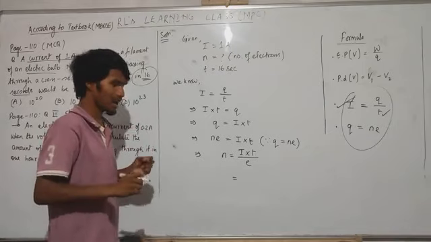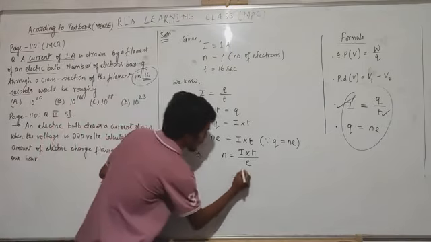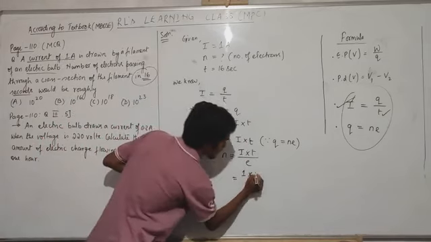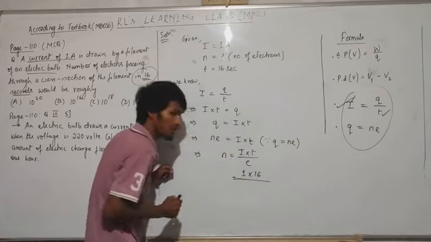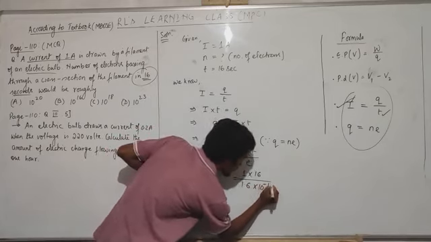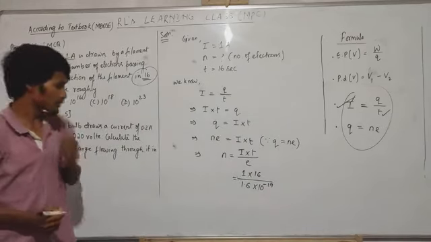I already gave you this in the first video of this chapter. What is the value of I? I is equal to 1, then T is equal to 16. Then what is the value of E? The value of E is 1.6 into 10 to the power minus 19. Now we'll solve this problem, then we'll get the answer.